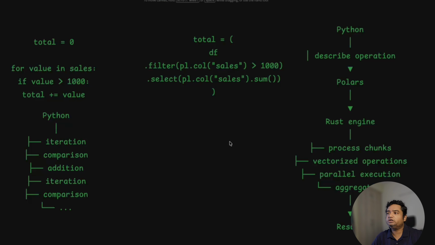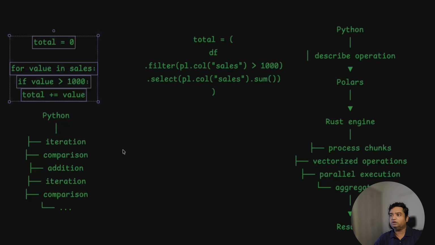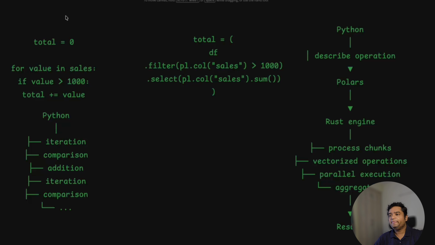So one more example we want to discuss. This is a Python code calculating the total and applying a filter value, a comparison value. So what happens in normal Python? The iteration will happen. We'll read through it, do the comparison, do the addition, then iterate again, and then do the comparison again. Now the same thing when you write it in Polars, you don't submit it; the Polars framework itself takes care of it.